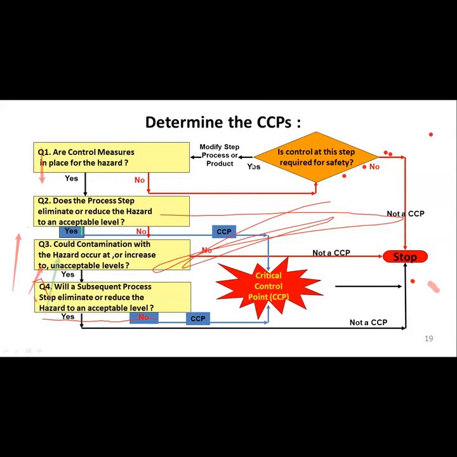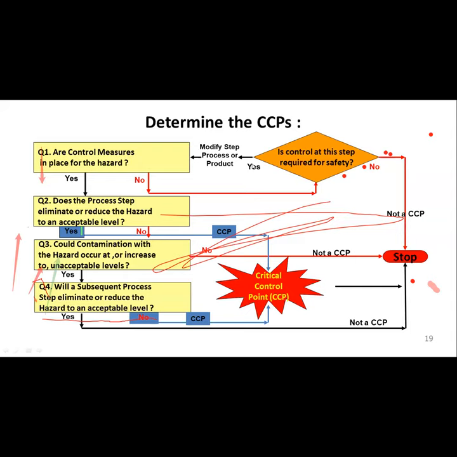I'm giving you a simple example. If someone is driving rashly, or is committing theft and wants to leave the city, what is the control measure? Is there a control check post? If it is missed, is there another control point, a police check post or police station? These are the control measures you have to put in place to stop the hazard from becoming a risk.